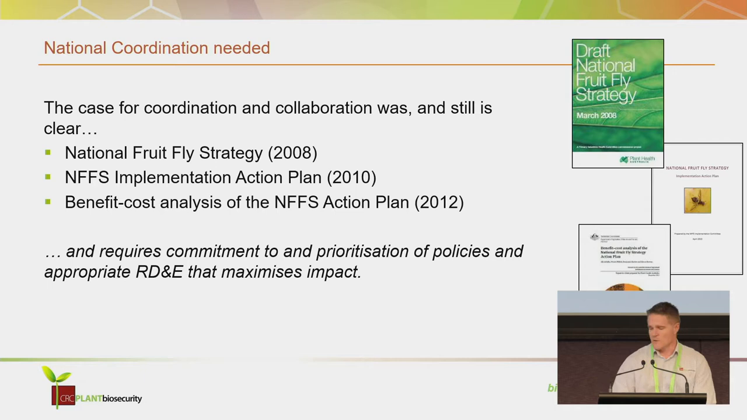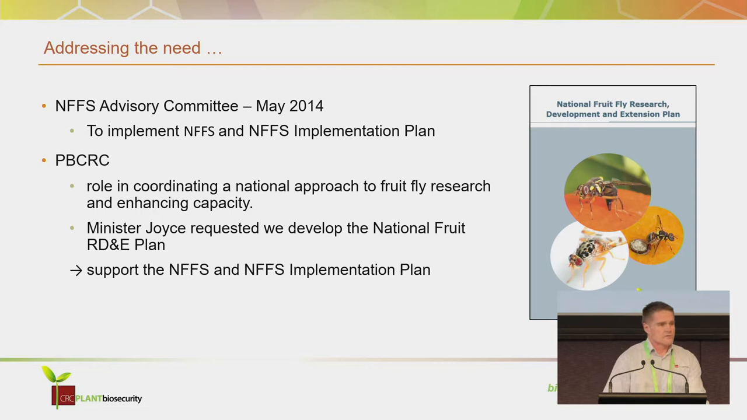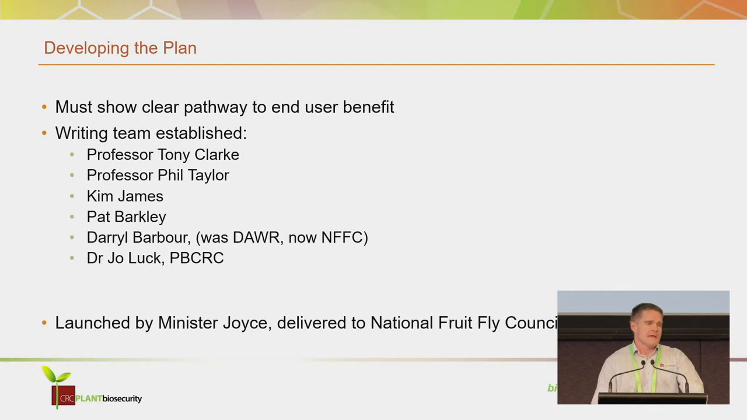So to address the need, the Fruit Fly Strategy Advisory Committee was implemented in 2014 to implement those two plans. We took our role about national leadership and coordination seriously, and behind the scenes there were lots of discussions, so that ultimately Minister Joyce formally requested that we develop that fruit fly RD&E plan, with clear instructions about how it had to address outcomes to industry and that it would support the fruit fly strategy and its implementation plan through that advisory committee. So in doing that, the first thing we wanted to do was put together a writing team of experts to make this happen.